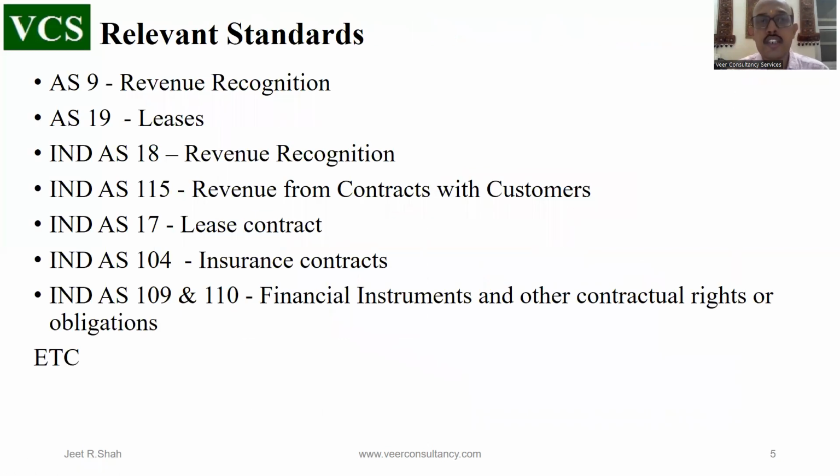To understand this, there are many standards that accountants have to follow. If you have to follow AS accounting standards, then two relevant standards are AS 9 on revenue recognition and AS 19 on leases. If you have to follow Ind AS, then there are Ind AS 18 on revenue recognition, Ind AS 115 on revenue from contracts with customers, Ind AS 17, that is lease contracts, Ind AS 104, that is insurance contracts, and also Ind AS 109 and 110, which are on financial instruments and other contractual rights or obligations. And there might be much more than this.